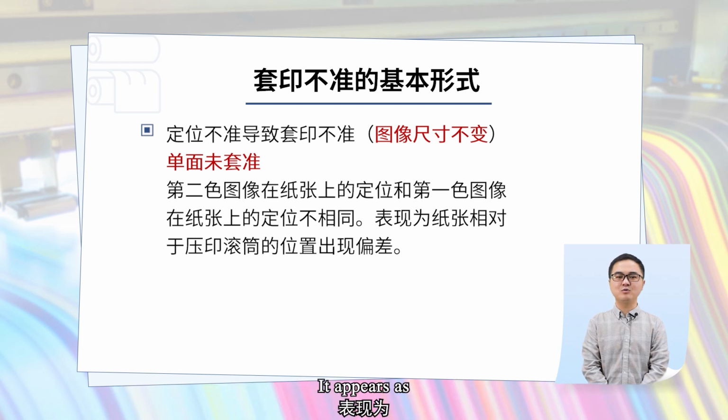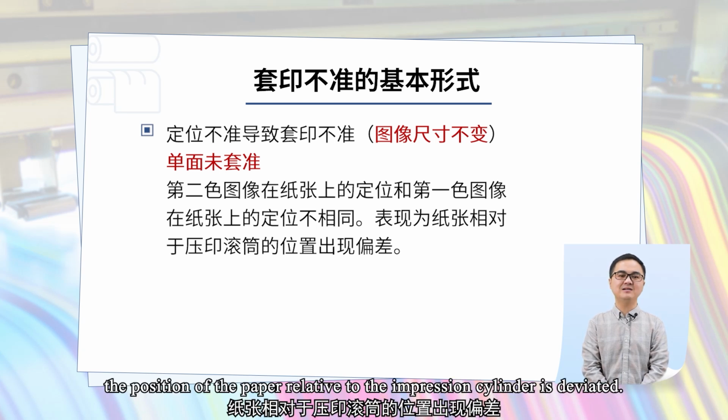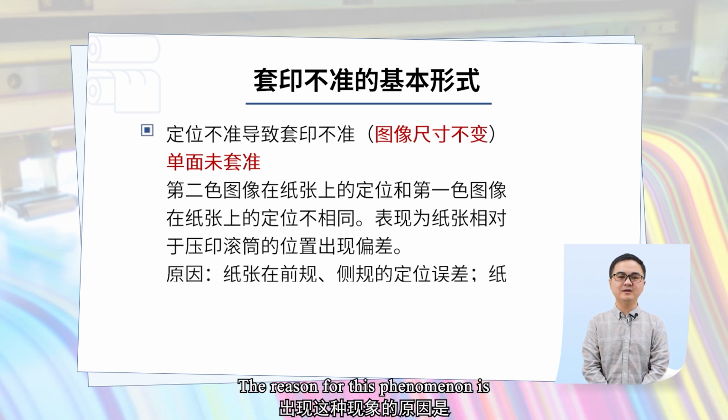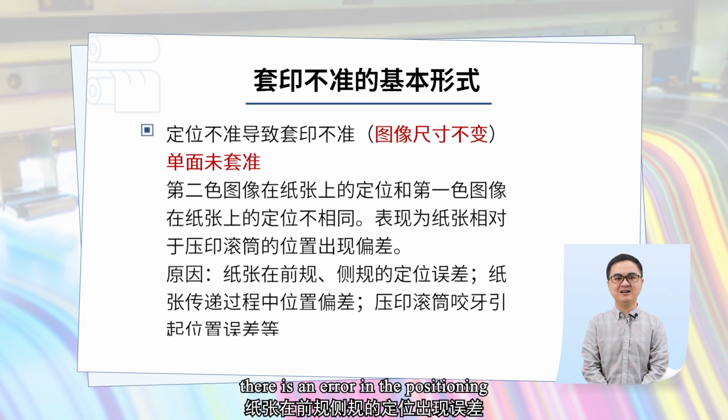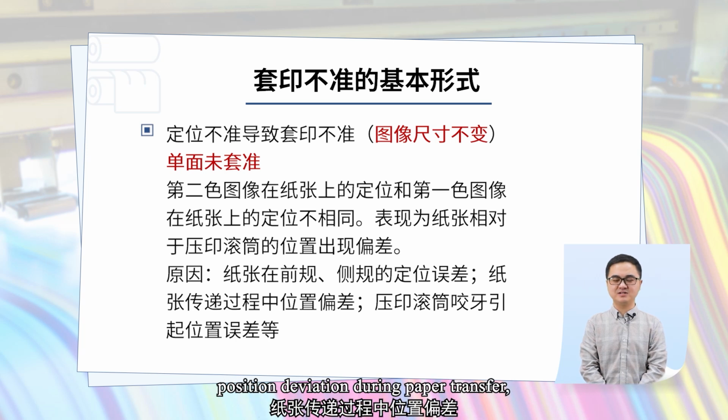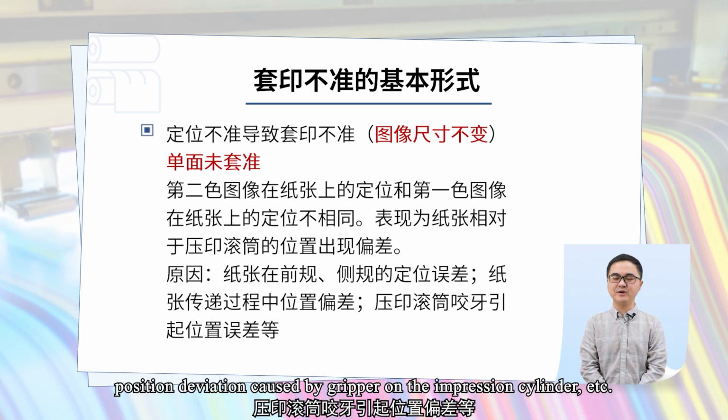It appears as the position of the paper relative to the impression cylinder is deviated. The reason for this phenomenon is there is an error in the positioning of the paper at front gauge and side gauge, position deviation during paper transfer, position deviation caused by gripper on the impression cylinder, etc.